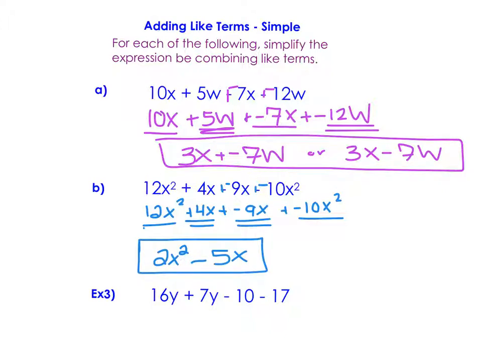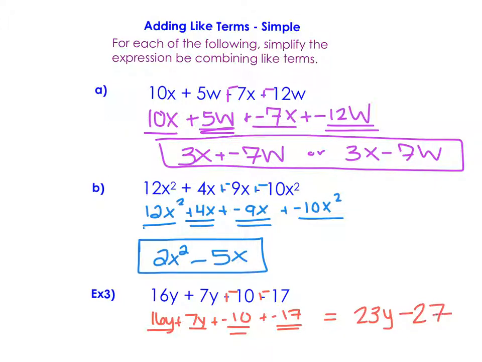And then finally, this last problem. Here we can again use keep, change, change. So we have 16y plus 7y plus negative 10 plus negative 17. These first two terms both contain y's, so those are like terms. They combine together to be 23y. These second two terms, because they do not contain variables and they have no variable part, they are like terms, and they combine together to be a negative 27.